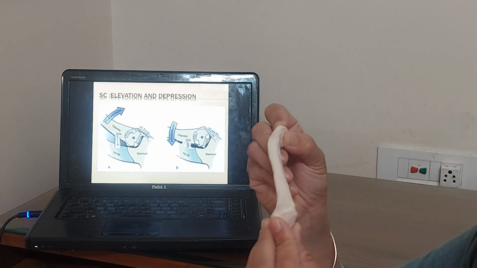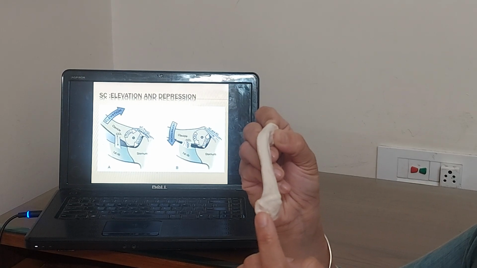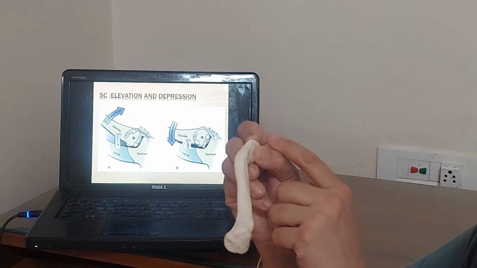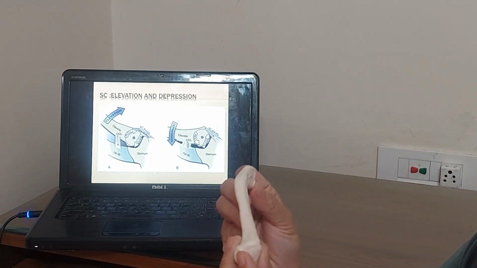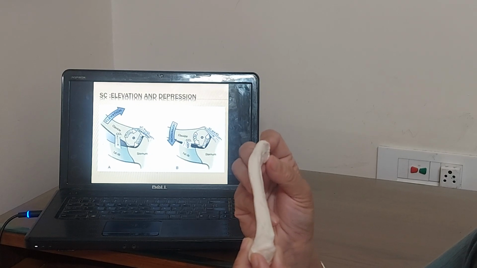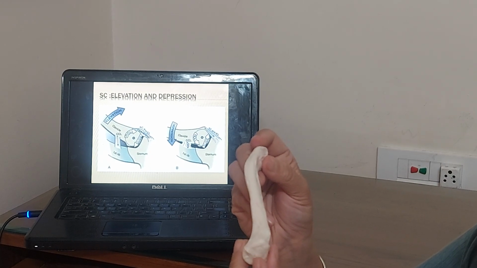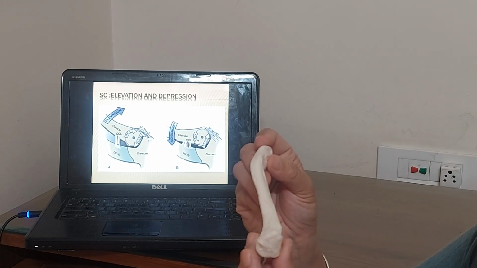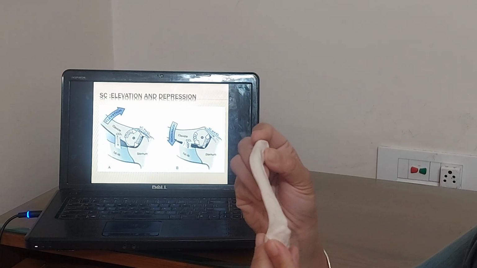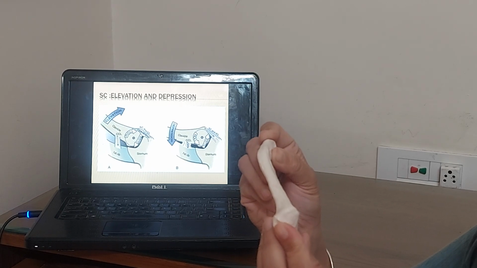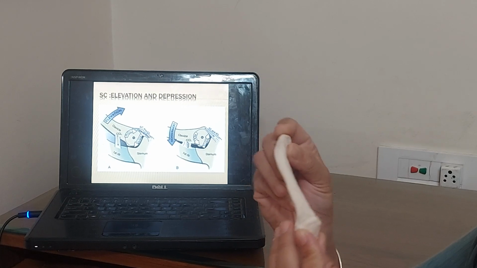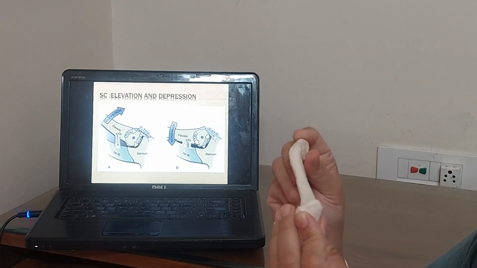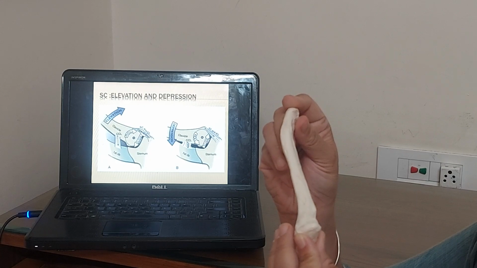Now you understand, because the arthrokinematics is opposite to that of the osteokinematics. The osteokinematics shows that the lateral end of the clavicle moves upwards, superiorly, and the medial end of the clavicle will move inferiorly. It will roll inferiorly. Fine, this is the movement which takes place. Okay? The movement which takes place is this.